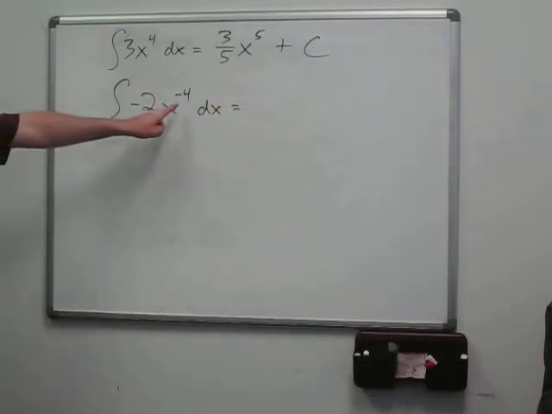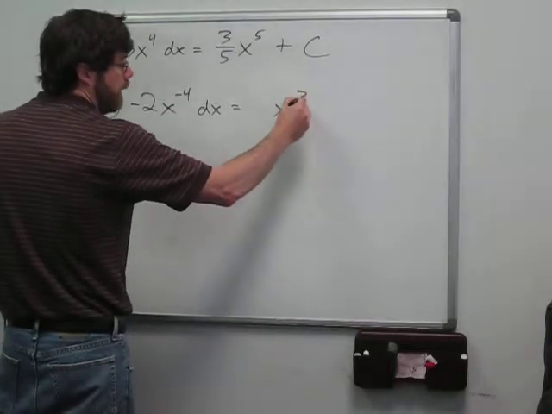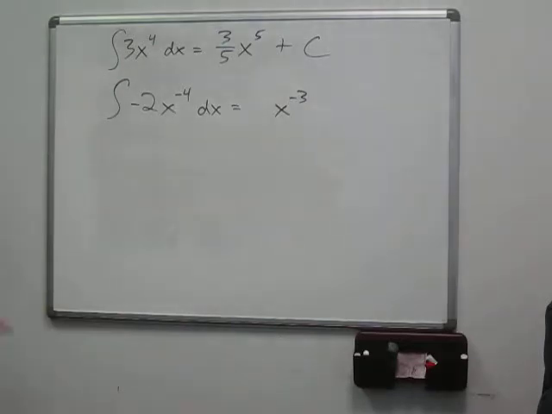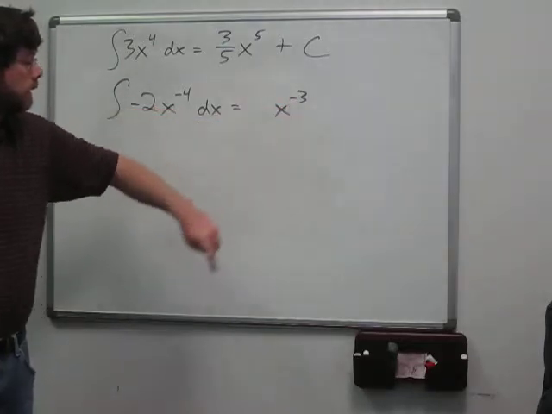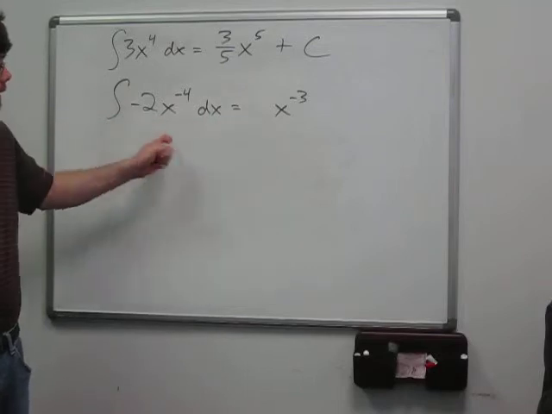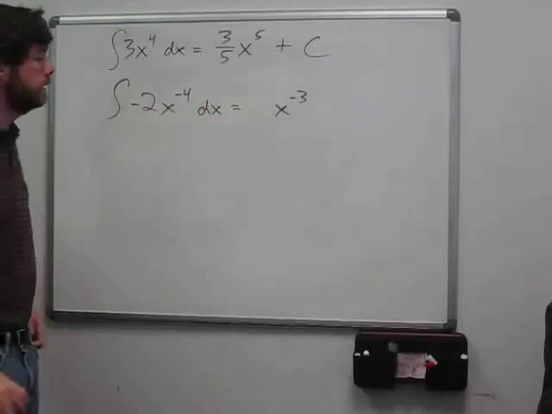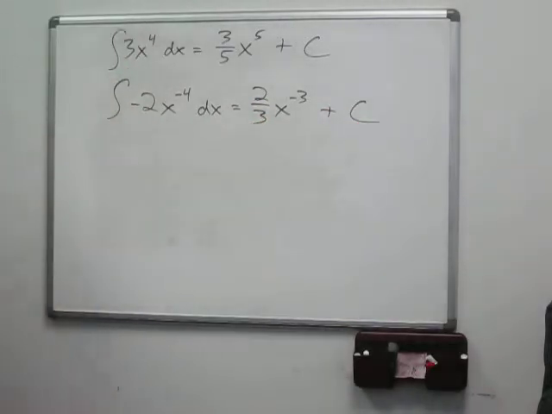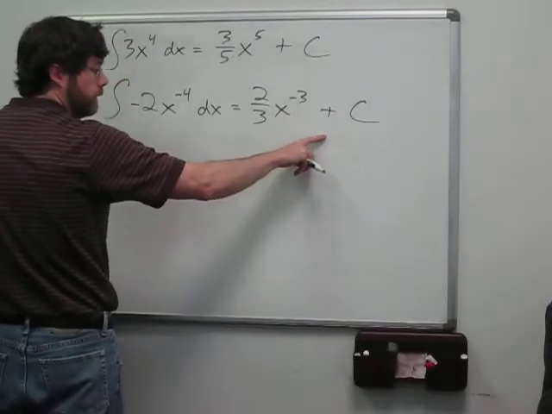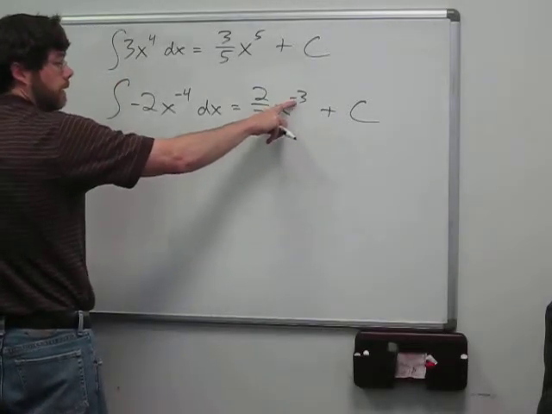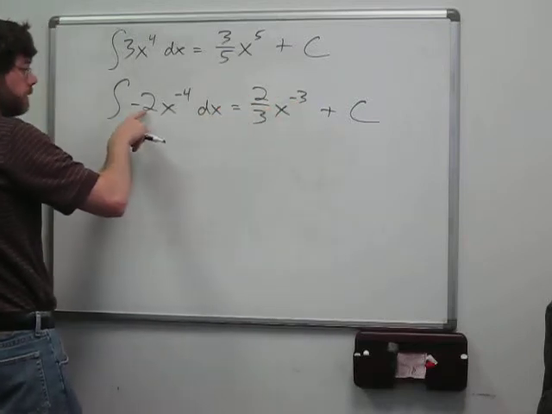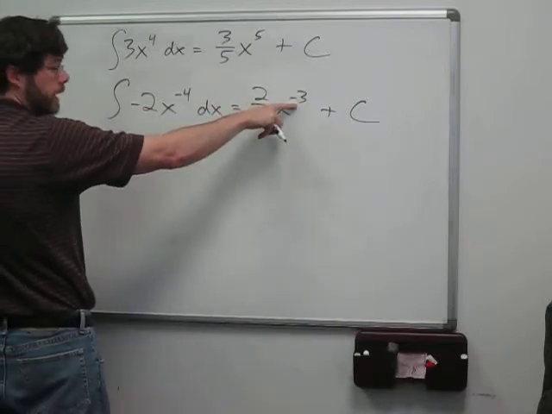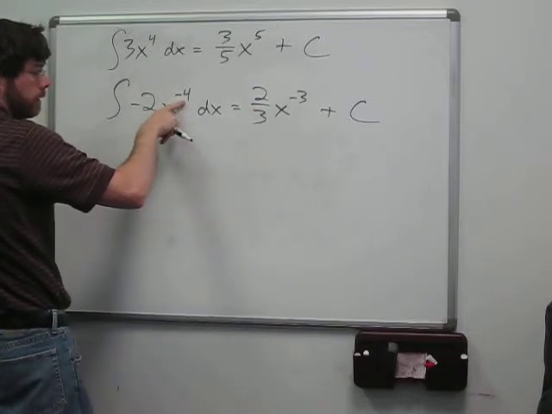What do we need to take the derivative of to get an x to the negative fourth? Well, add 1 to the power. We need something involving x to the negative 3. My coefficient out front is going to be negative 2 divided by this new power. So that's going to be a positive 2/3. Again, notice that when we take the derivative of this function, negative 3 times 2/3 gives us the negative 2, and we'll be subtracting 1 from this power to get the negative 4.